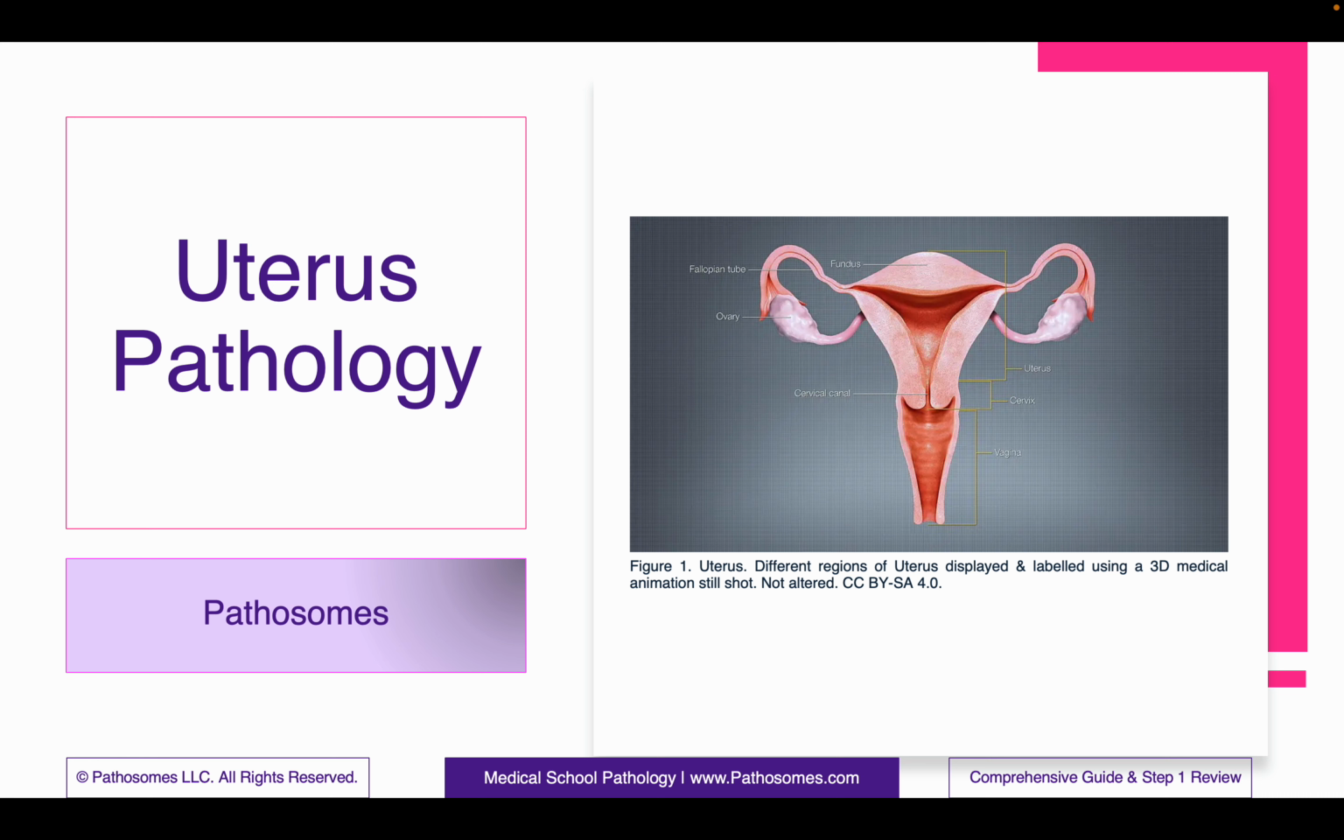Now, my future OB-GYN doctors out there, what organ is this? The uterus, right? We're going to be discussing this and much more on this presentation of Uterus Pathology.